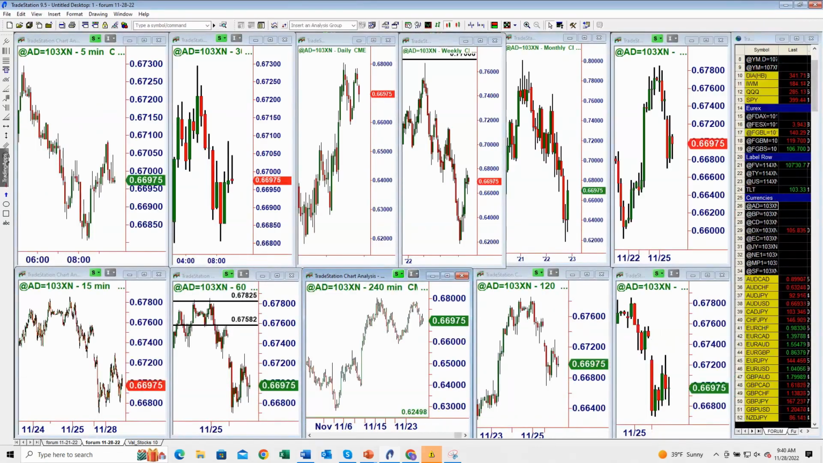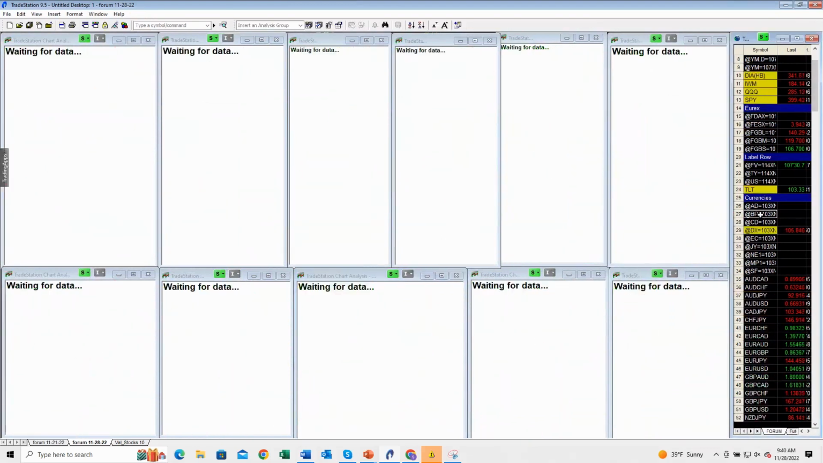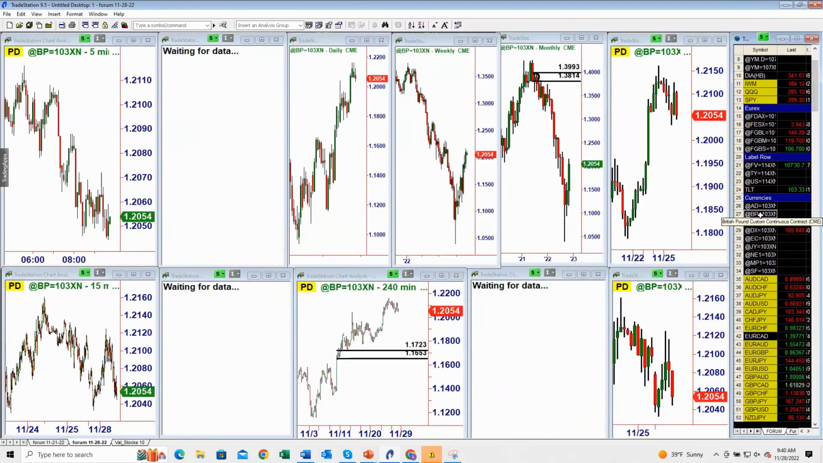Let's keep going though. A lot of markets to look at. Let's go to the British pound. And we'll start with the futures.